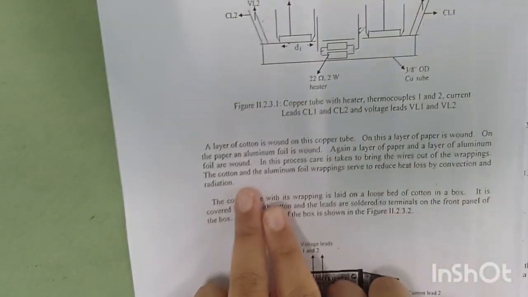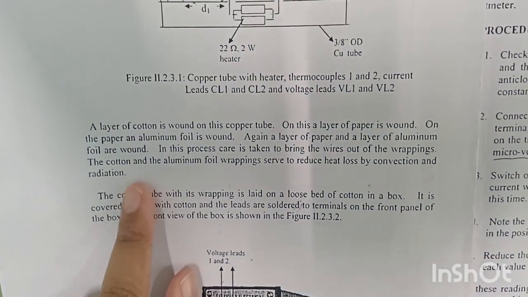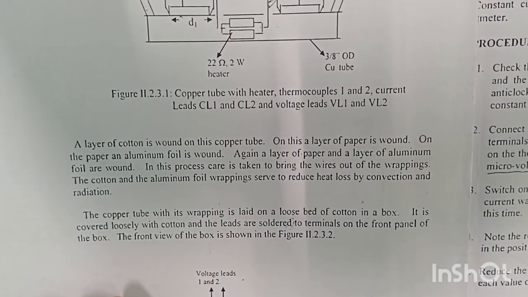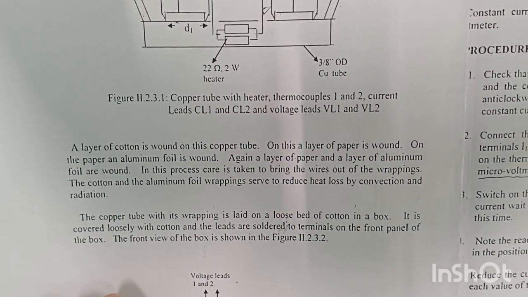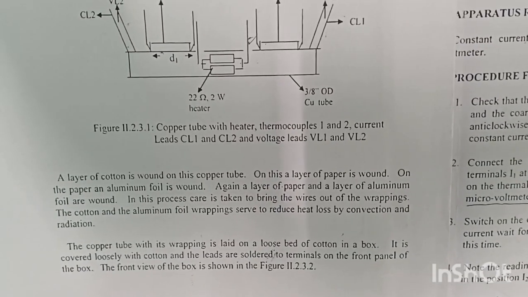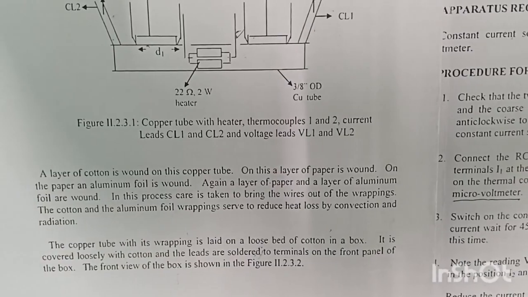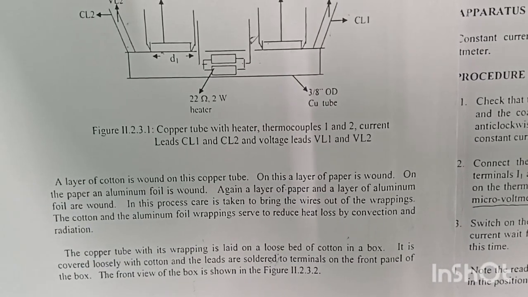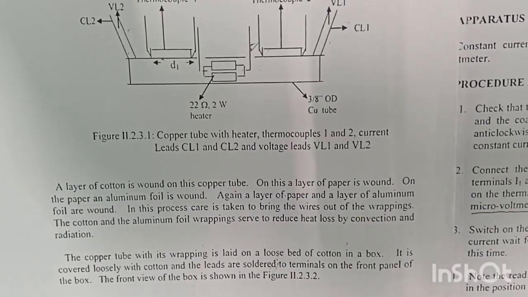So how have they molded the tube? A layer of cotton is wound on the copper tube. On this, a paper layer is wound. On that, aluminum foil. Again on that, one more paper, and then they have covered it. This is done to reduce the heat loss by convection and radiation.